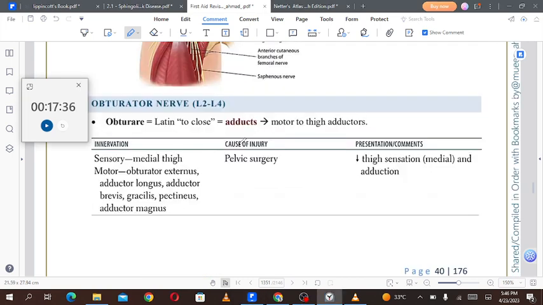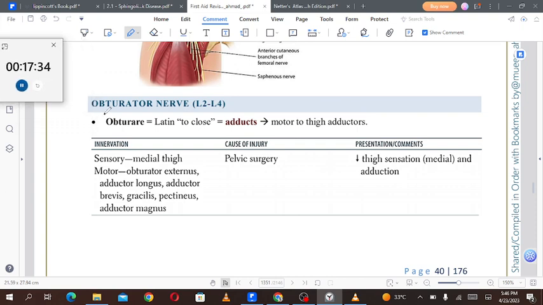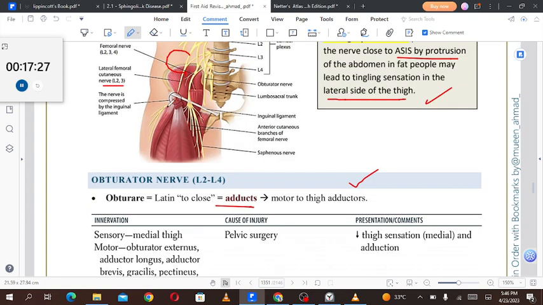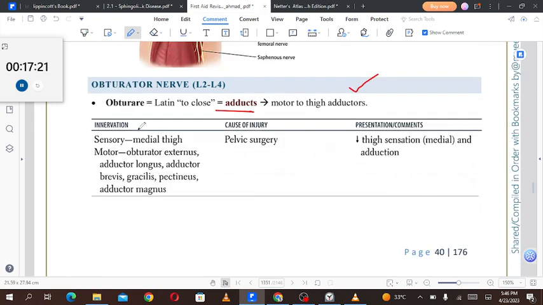Moving forward to the obturator nerve. Obturare in Latin means to adduct, so it is motor to the thigh adductors. The obturator nerve is present over here, like this is the obturator nerve, and it is mainly a motor nerve, but it also supplies sensory innervation to the medial thigh.